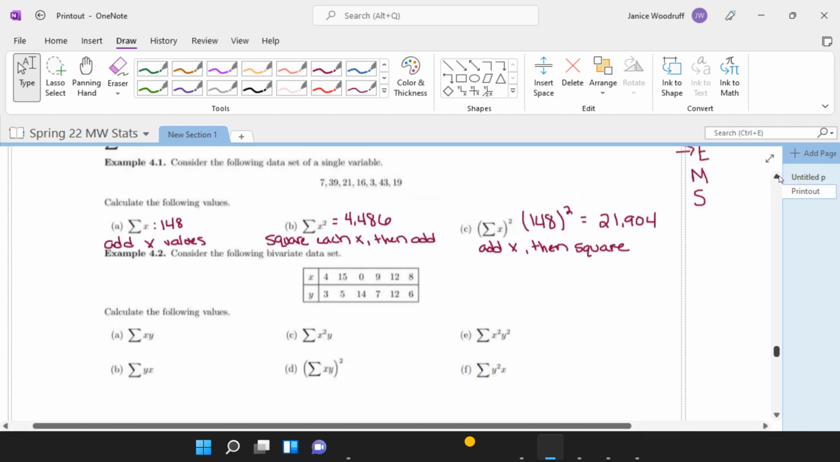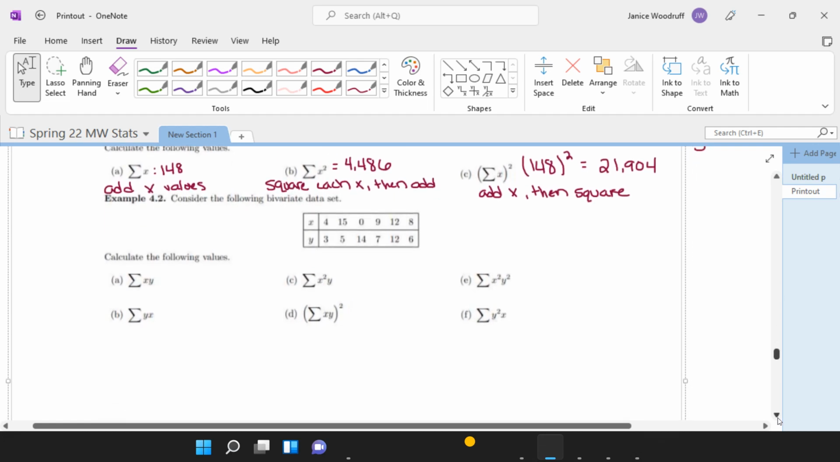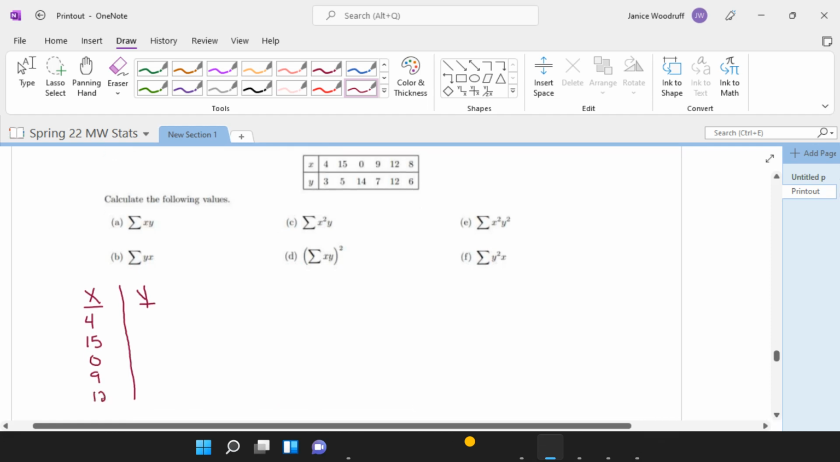So if I look at my order of operations, I do multiply before I do a sum. So I want to do x times y, and then I'm going to add them together. So I can do this. I'm going to show you guys how to do this in your calculator shortly, but we are going to do it by hand first. So you have your x's and your y's, and I'm just going to rewrite them here. 4, 15, 0, 9, 12, and 8. And then the y's, 3, 5, 14, 7, 12, and 6.